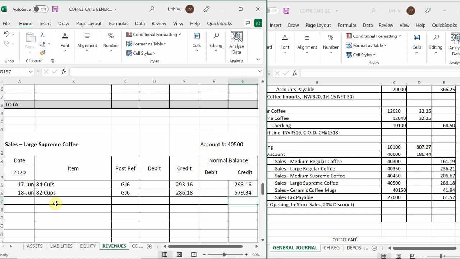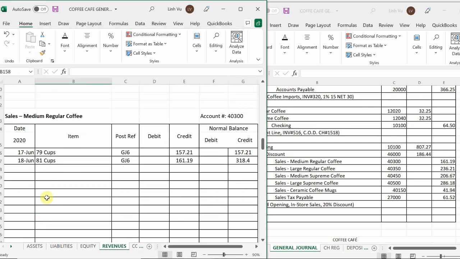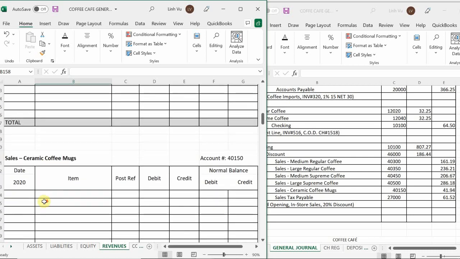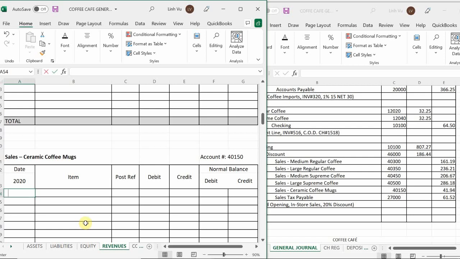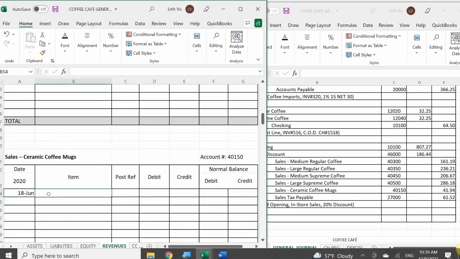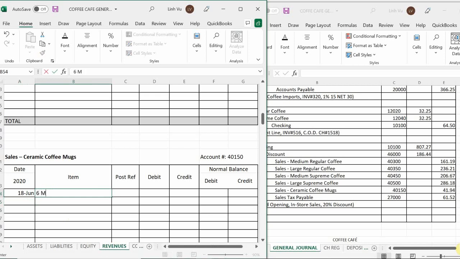Okay. Now we have to backtrack because we have ceramic coffee mugs that we sold. So ceramic coffee mugs. Here we are. Okay, how many did we sell? We sold 6 of them. Okay, so 6 mugs. General journal number 6 for a total of 41.94, which brings your account balance to 41.94.